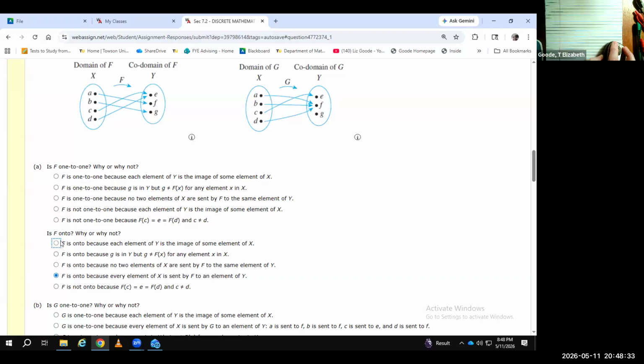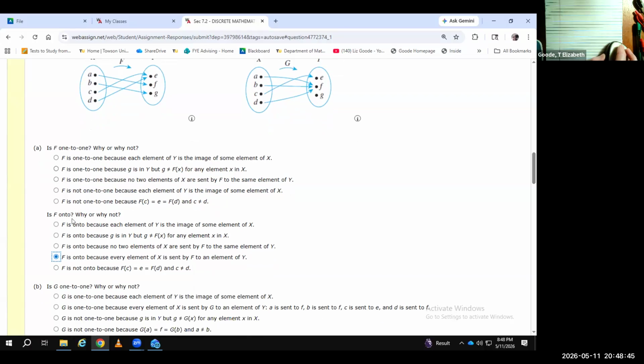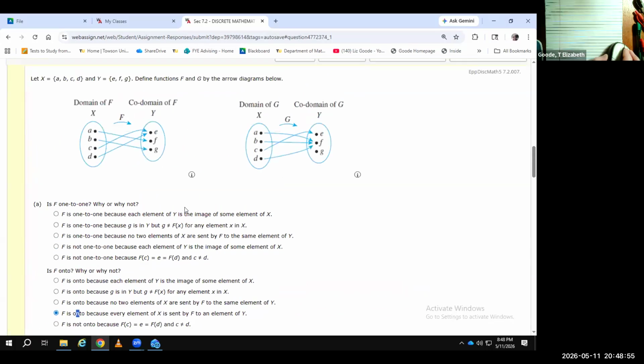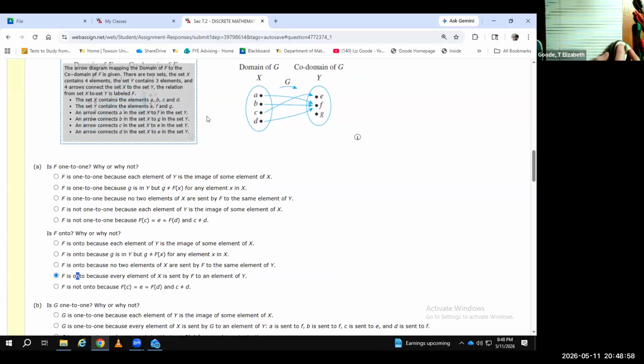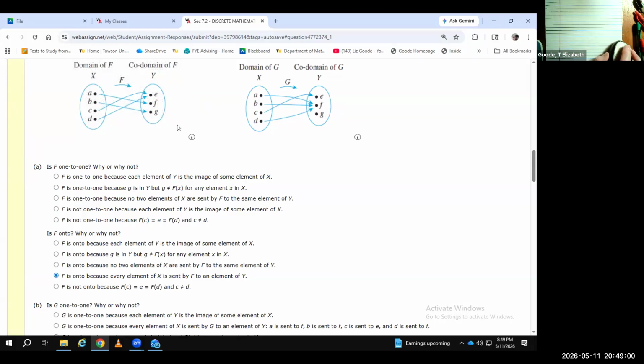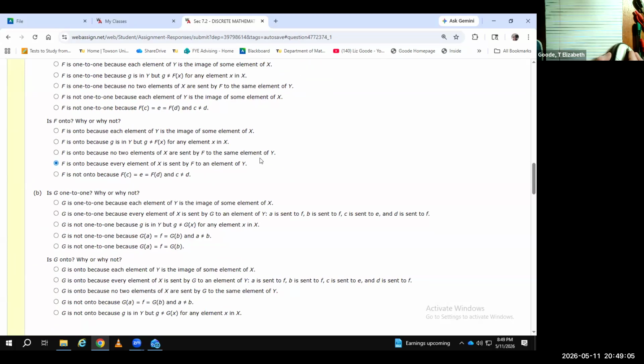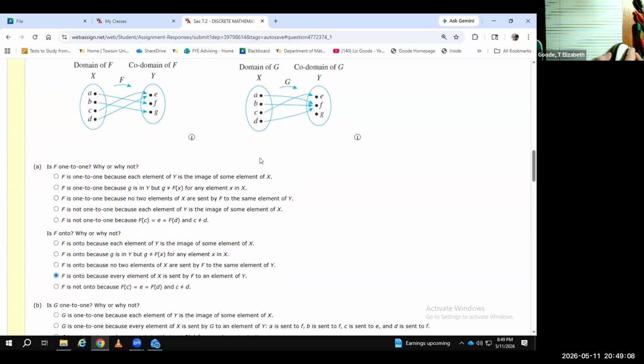See, the first statement says everything in Y gets hit by an arrow. The fourth statement says every element of X has an arrow coming out of it. That should say function, because every element of X is sent by f to an element of Y. That's what's required for a function to be a function. Okay. What about G? Is G one-to-one?